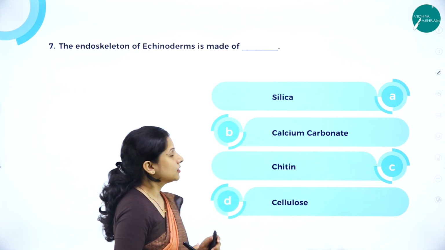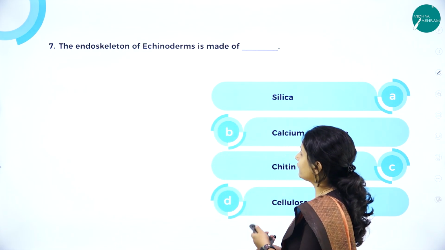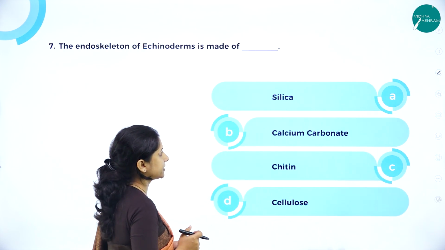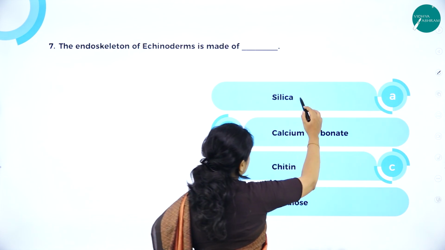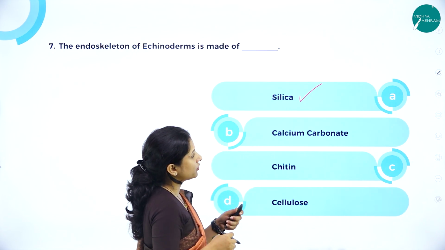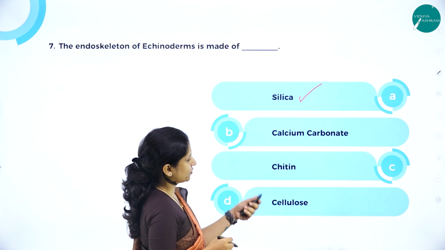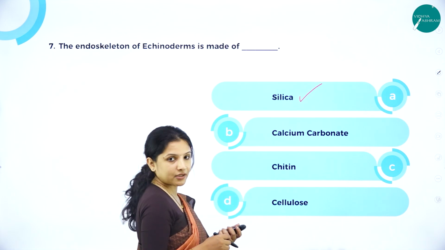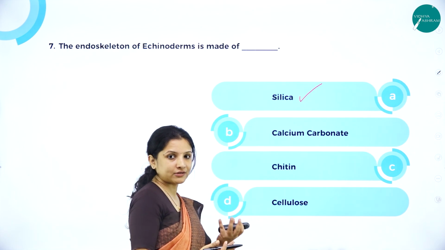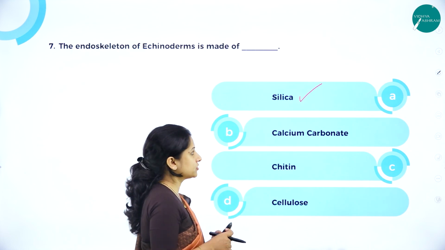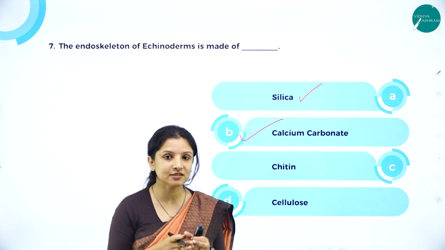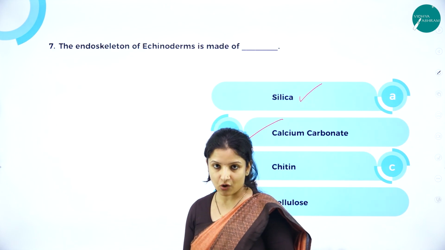Next question. The endoskeleton of echinoderms is made of what? Silica? No, because silica is found in diatoms, not in echinoderms. Calcium carbonate. Is it chitin? Is it cellulose? Chitin and cellulose are not the right options. Chitin we find in arthropods. Cellulose is usually in plants; animals do not have any cellulose deposition in them. So therefore the answer here is calcium carbonate, because they are calcareous spiny bodies or calcareous ossicles.